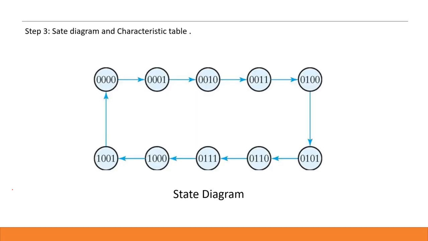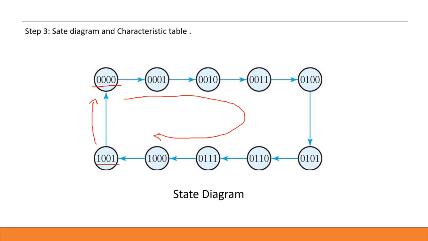Now, coming to step 3, drawing the state diagram. State diagram represents the order in which the states of the counter occur. In our case, it starts with 0 and ends with 9. After finishing, it again goes to the first state, that is 0. In the state diagram, it starts with 0 0 0 0, which is the first state, and then it ends with 1 0 0 1, which is the last state, and after 1 0 0 1 it returns to 0 0 0 0. So this is how it goes on in a cycle.